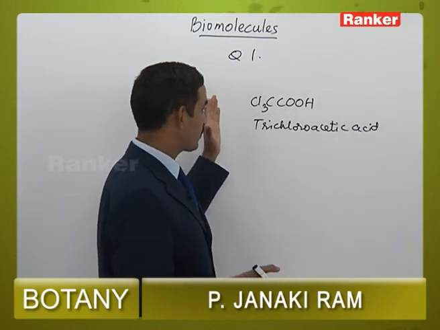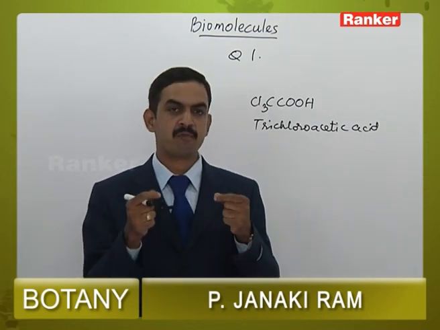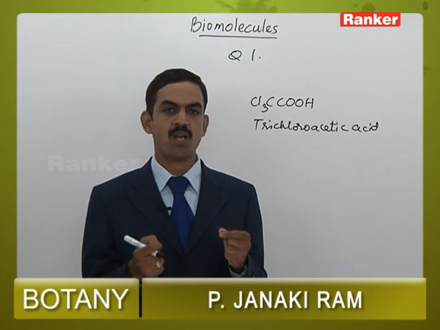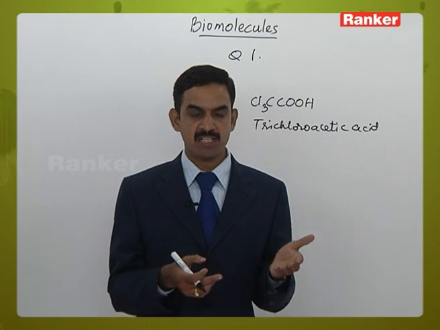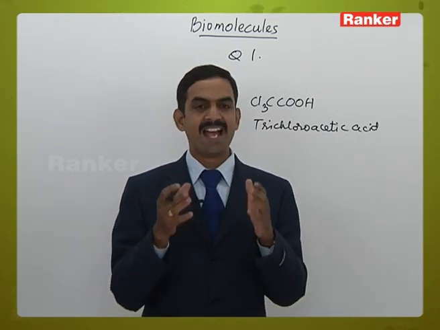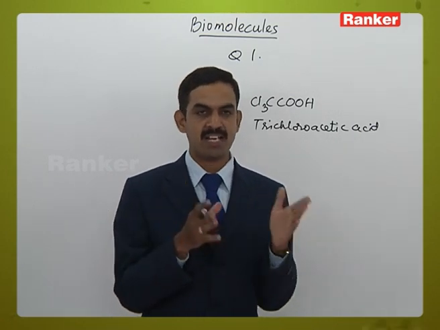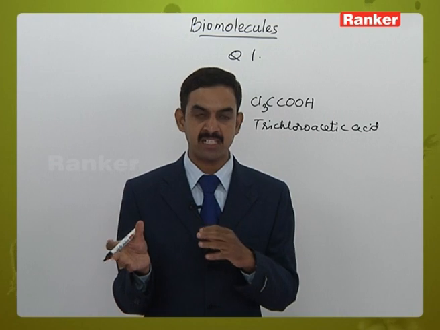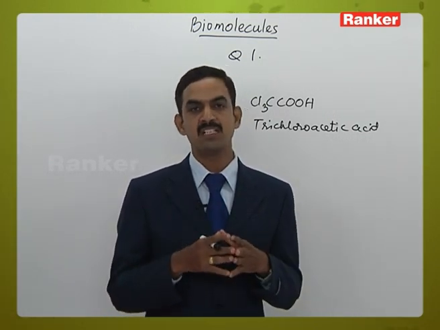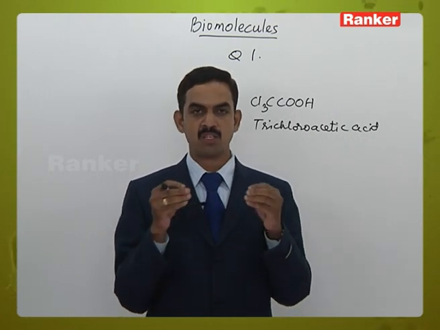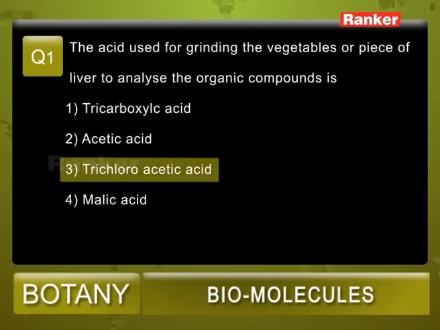By using this trichloroacetic acid, a slurry is prepared, and that slurry is filtered, and we get two parts. One is called the filtrate and the other the retentate, that is, the acid soluble fraction and the acid insoluble fraction. Whatever we get in both the acid soluble and acid insoluble fractions, we can know the presence of various types of organic compounds present in that living organism or in that part of the plant body or the animal body. So question number 1, the correct answer is 3.